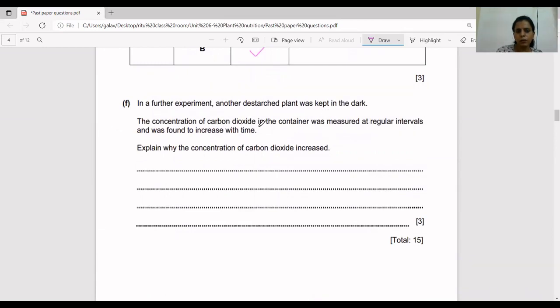In a further experiment, another destarched plant was kept in the dark. The concentration of carbon dioxide in the container was measured at regular intervals and was found to increase with time. Explain why the carbon dioxide concentration increased.